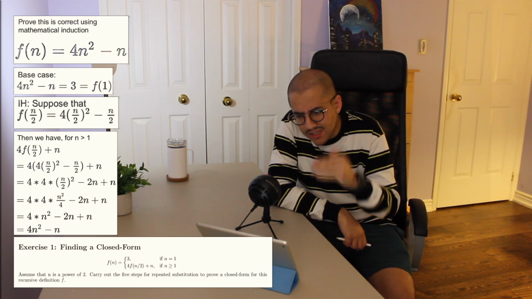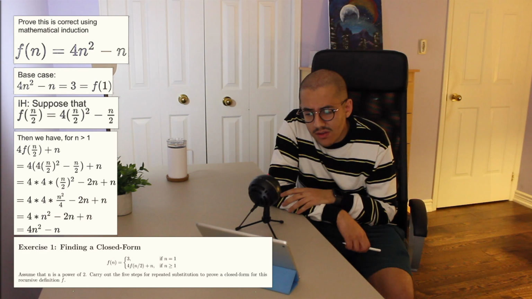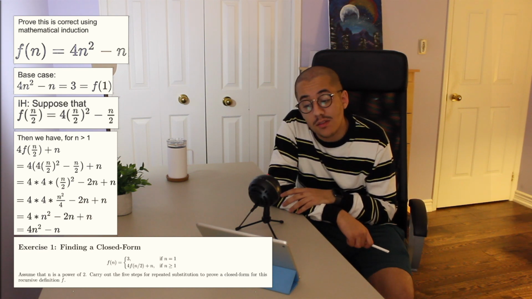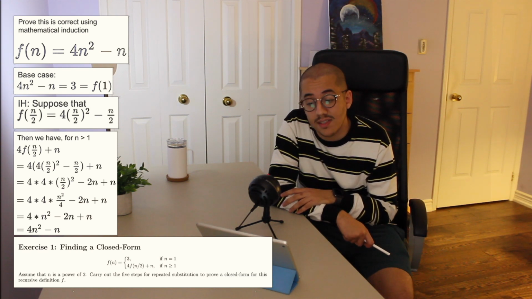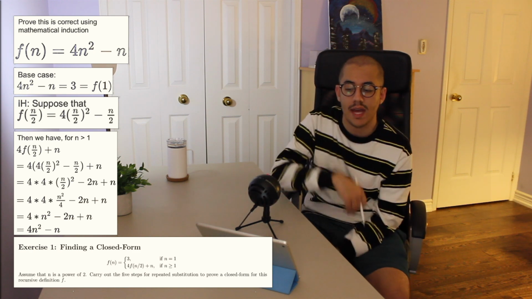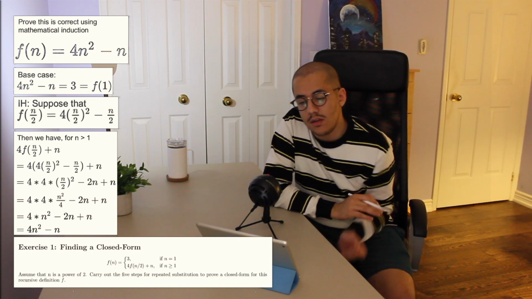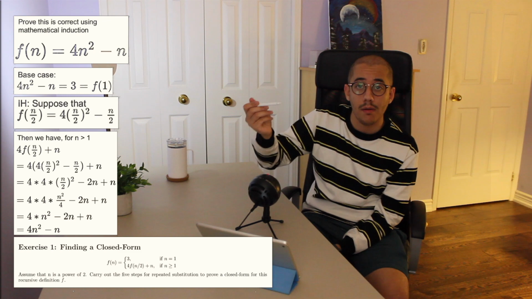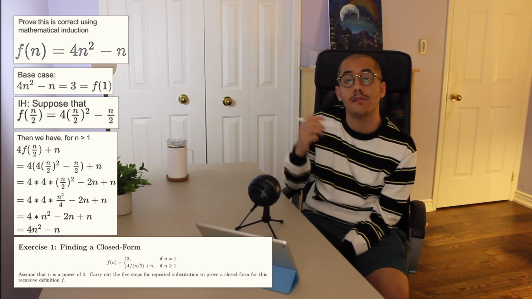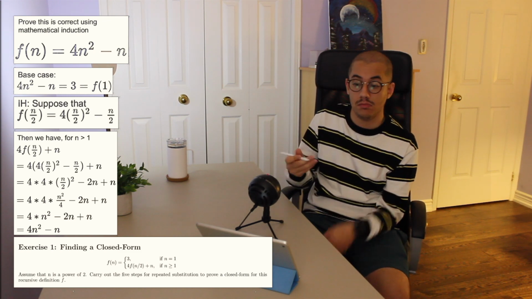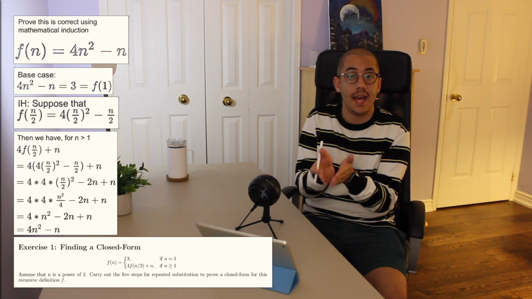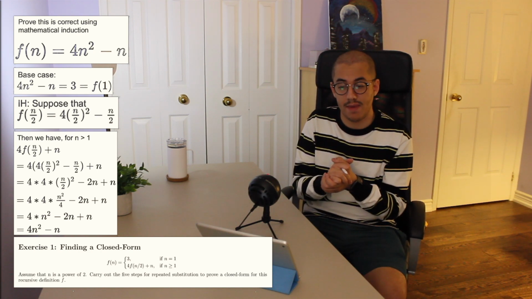And then you do the same thing, another line, and that turns out to be 4 times n squared minus 2n plus n, because the 4s cancel out one of the 4s. And then we clean that up, and it's going to become, in the last line, 4n squared minus n. And that proved our case for mathematical induction. All right, guys, that will be all for this question. I'll see you guys in the next one.